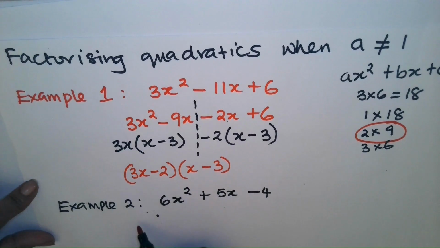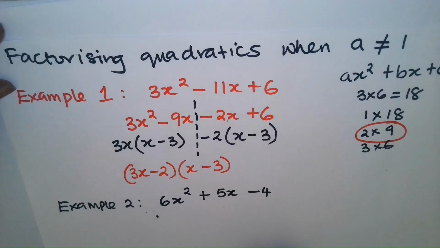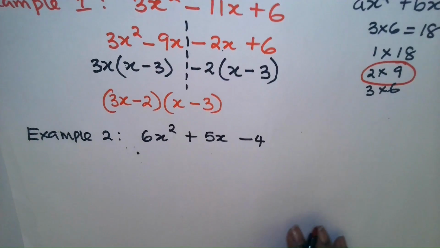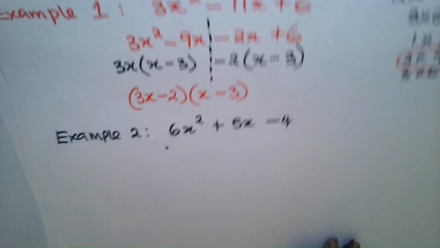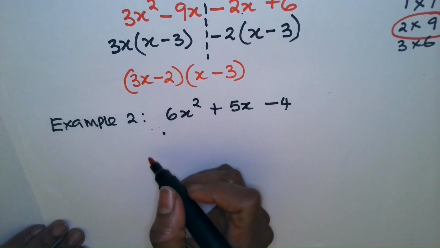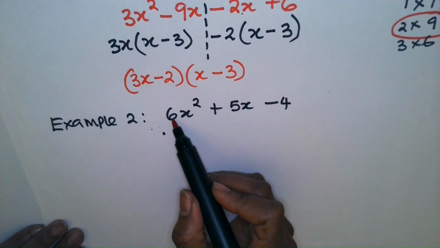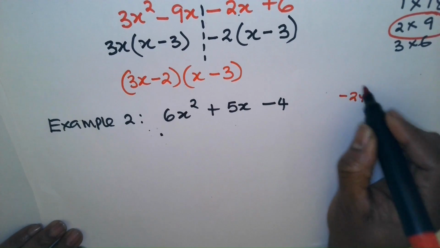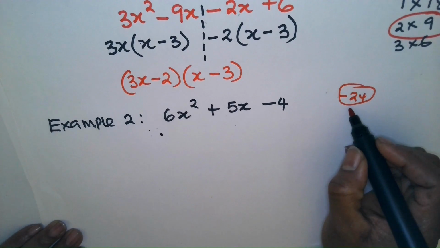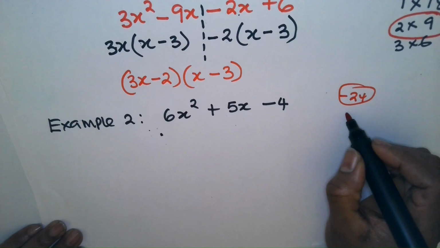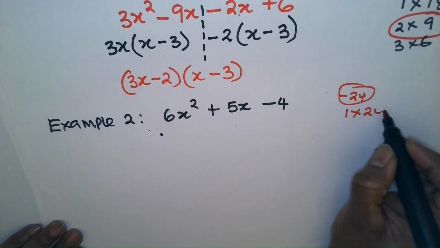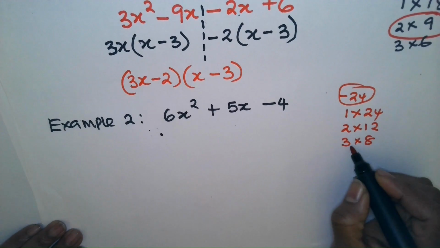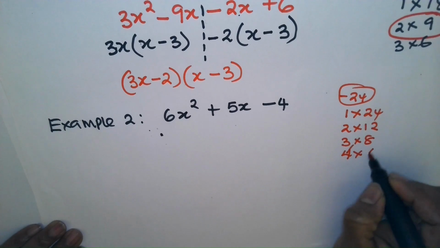So we're going to be looking at example 2, which is 6x squared plus 5x minus 4. First, we're going to multiply 6 and minus 4, which will give us minus 24. So we're going to look for two numbers that when we multiply will give us minus 24. So we start with 1 and 24, 2 and 12, 3 and 8, 4 and 6.